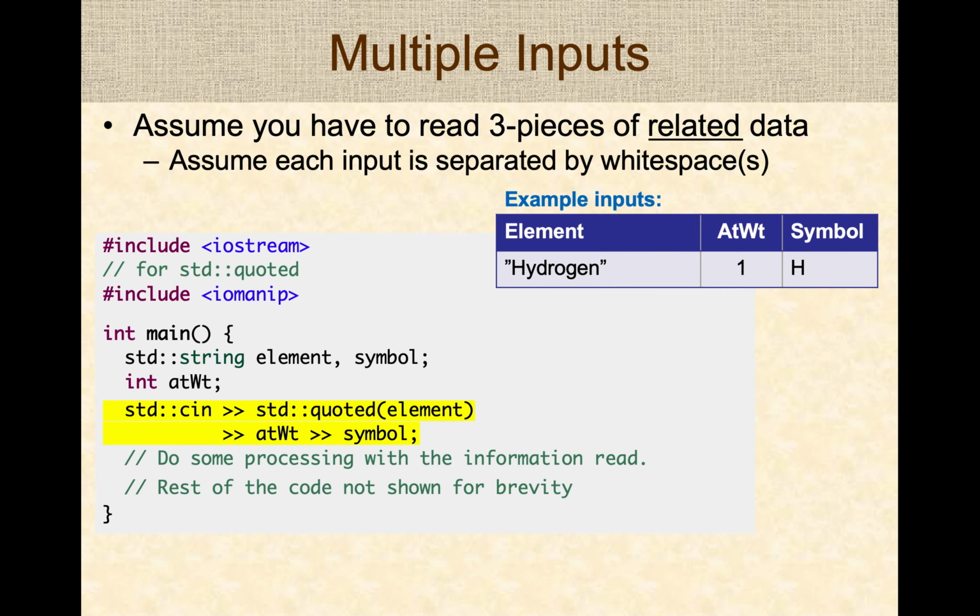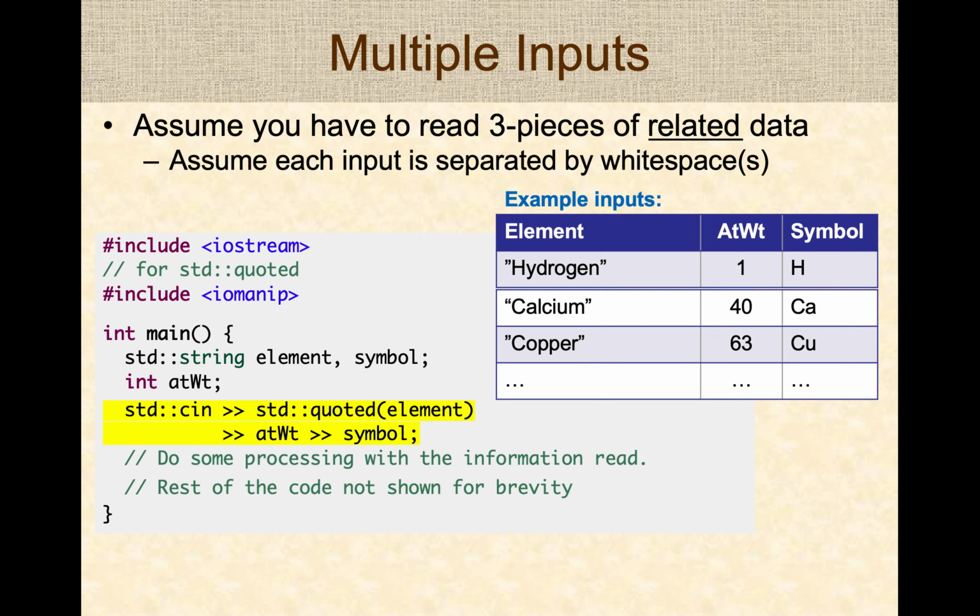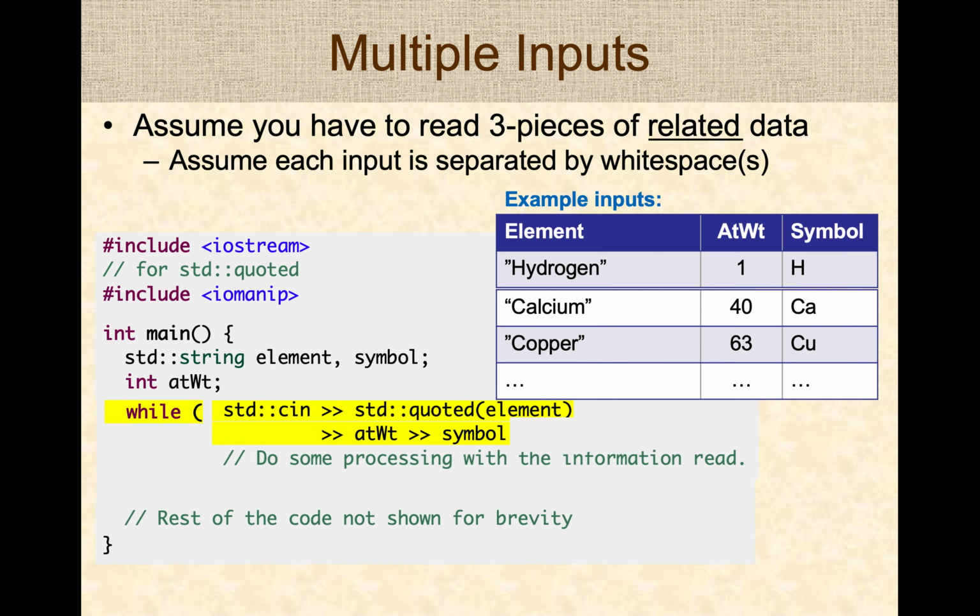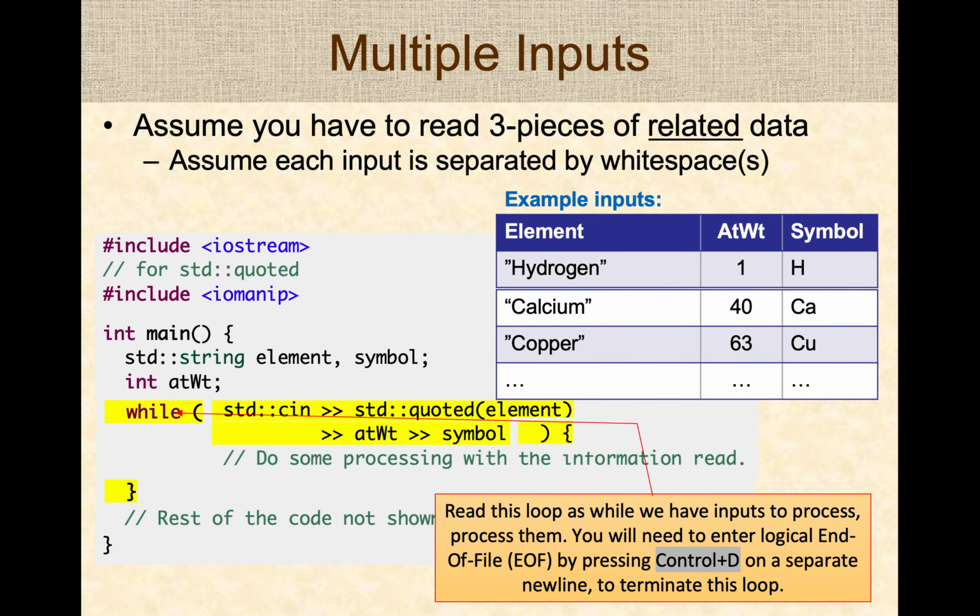Again, let's review this. This is how you process one line of input by using the stream extraction operator. But now you want to process multiple lines. So all you do is simply throw in a while loop around that statement, and you can now start processing multiple lines of input. So here, you should get in the habit of using a while loop like this for processing inputs. You read this while loop as long as we have inputs to process, keep processing them.